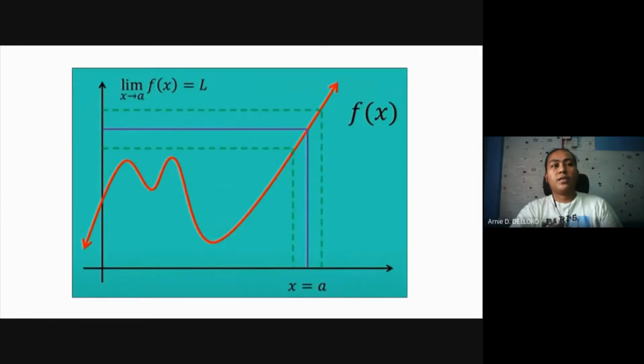In a general sense, limits allow us to determine what value a function is approaching when we use a particular input. But this is not necessarily what the function gives us as an output. Kasi kung function yung pinag-uusapan natin, all we need to do is to simply substitute a given input tapos meron nang output.